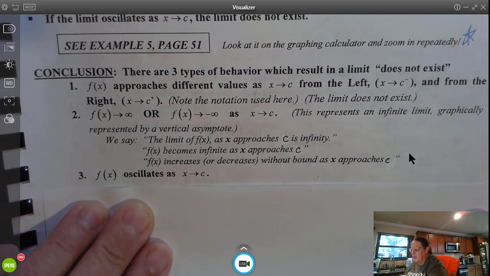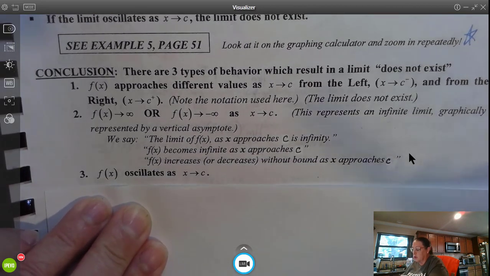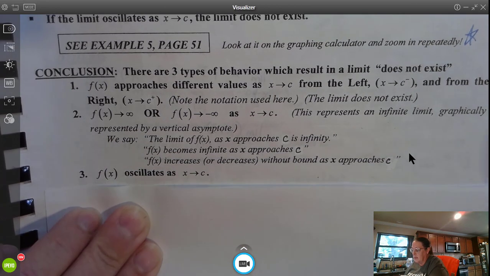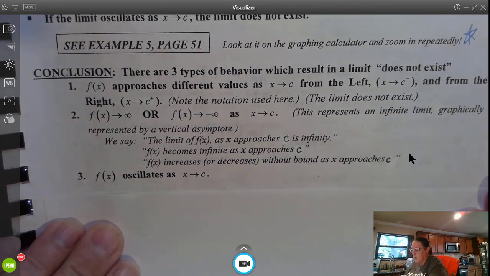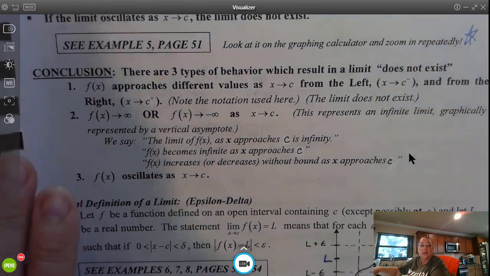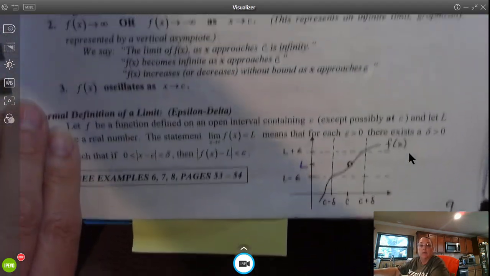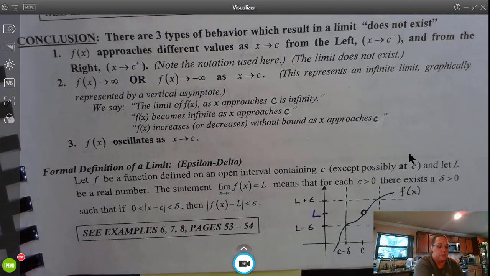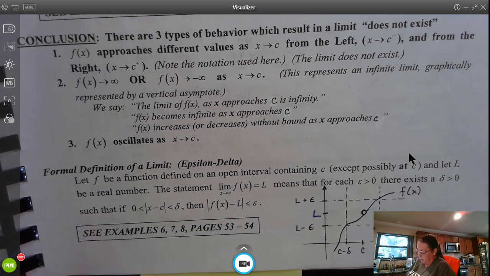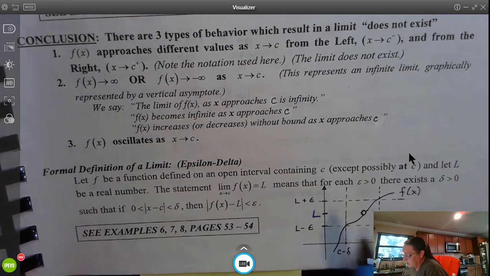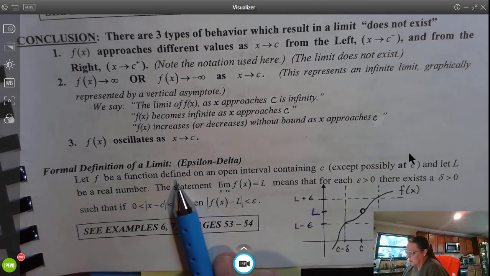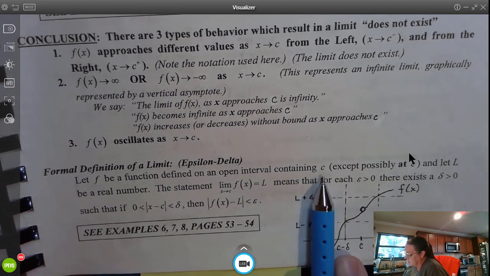Okay? And then the last situation occurs when f oscillates as x goes to c, and we saw that in example 5. Now, when you go on to college, you will learn about something called a formal definition of a limit, and we will actually look at this a little bit later on in this year, but here is a little bit to know. A limit, let us recall, is a y value, okay? So this says, let f be a function defined on an open interval containing c.